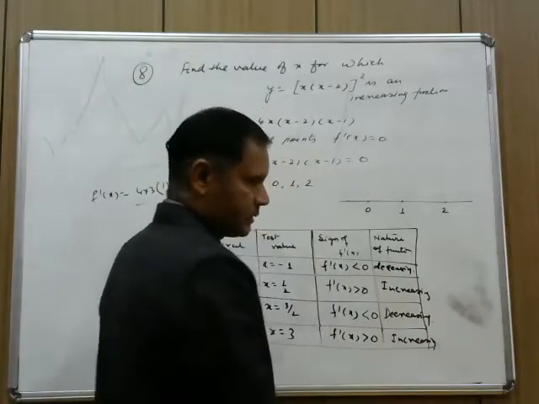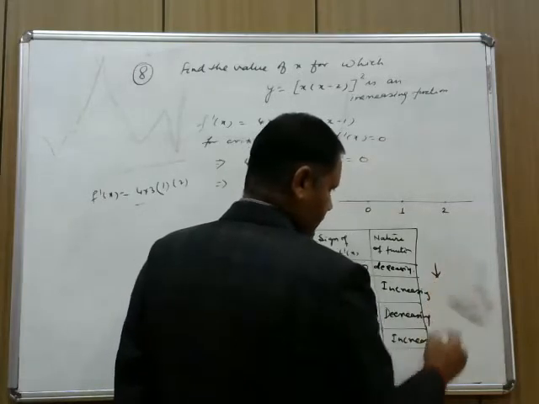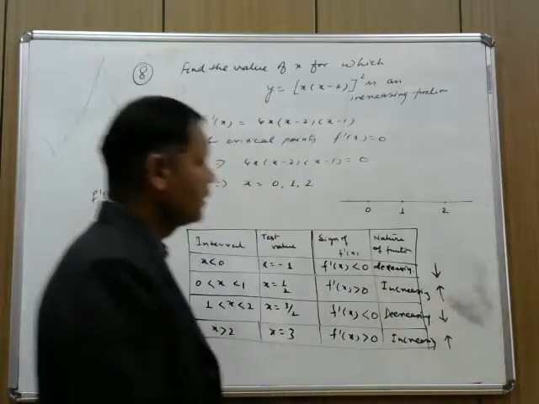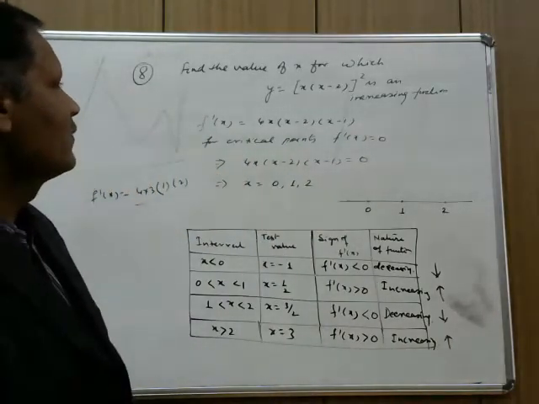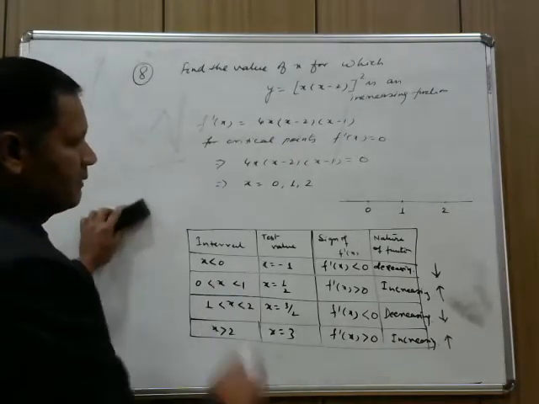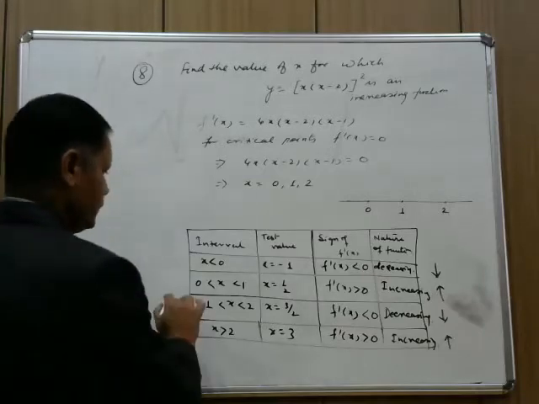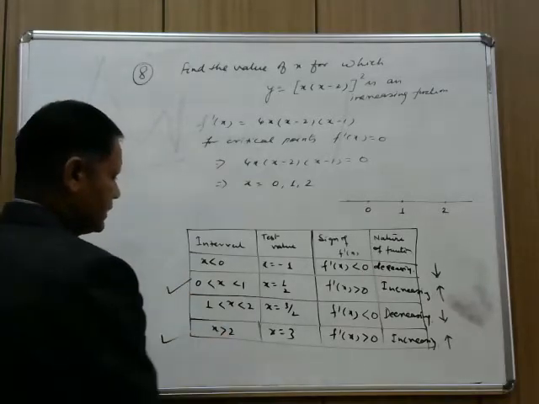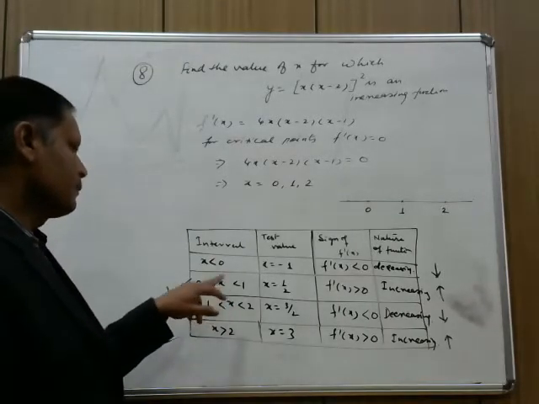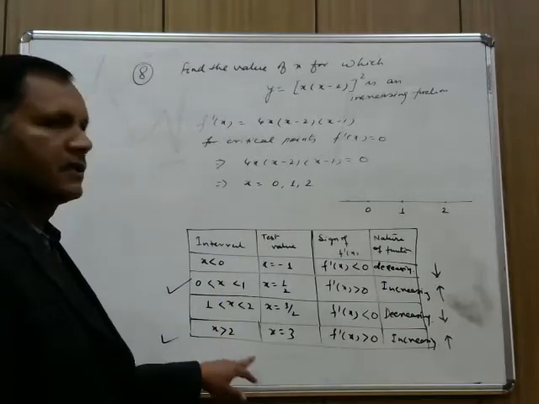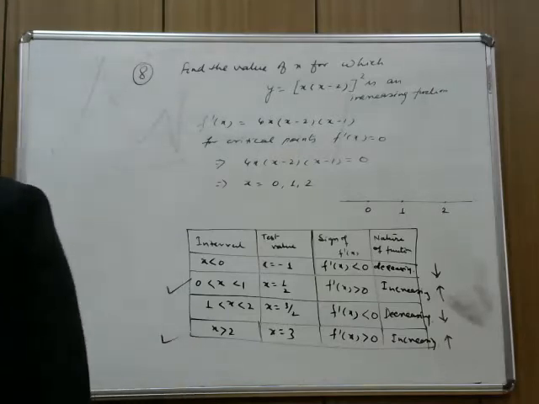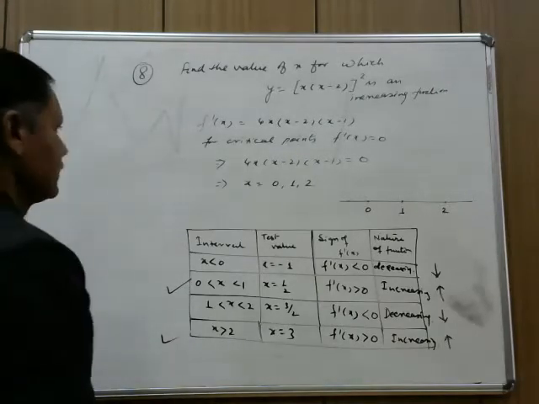Decreasing, increasing, decreasing, increasing. Yesterday we discussed, I can use this sign also. In the question, we are asked to find the value of x for which the given function is increasing. And from this table, it is clear that there are two places where the function is increasing. That means when the value of x lies between 0 and 1 and the value of x is greater than 2, there are two places where the function is increasing.